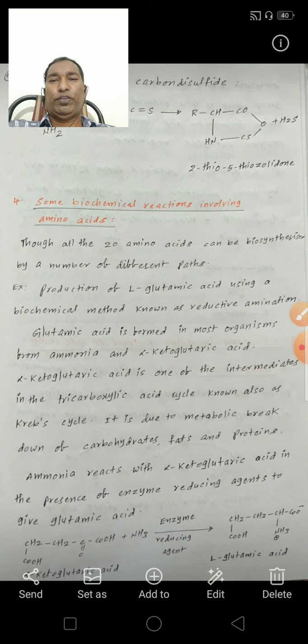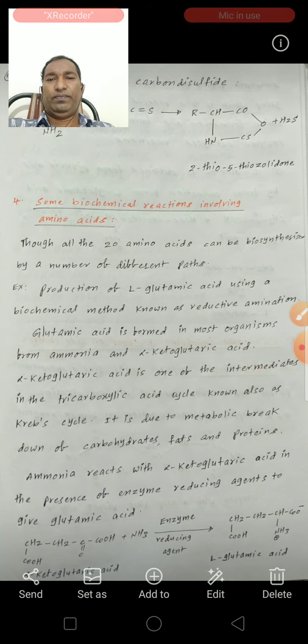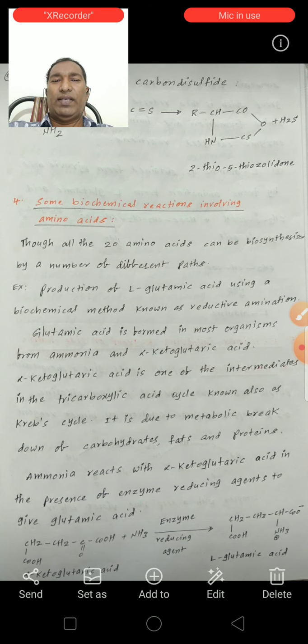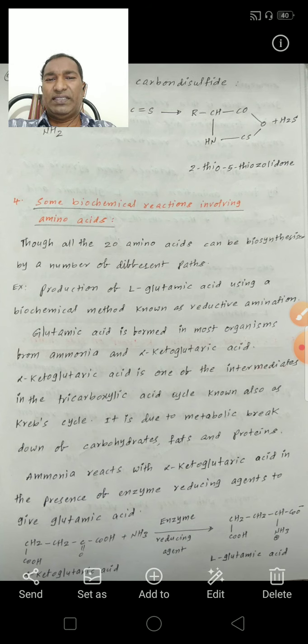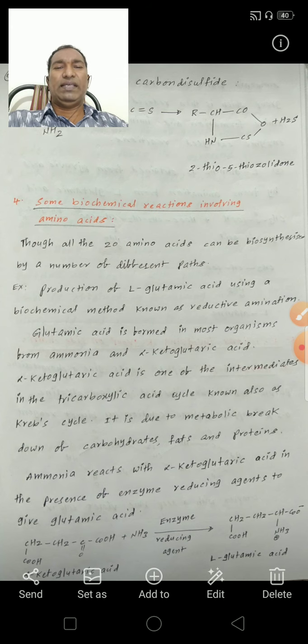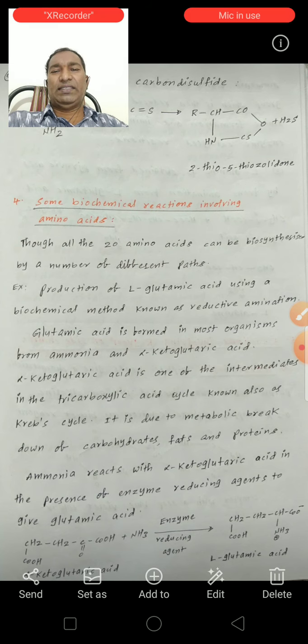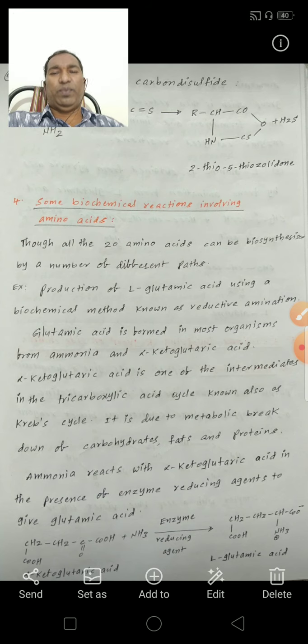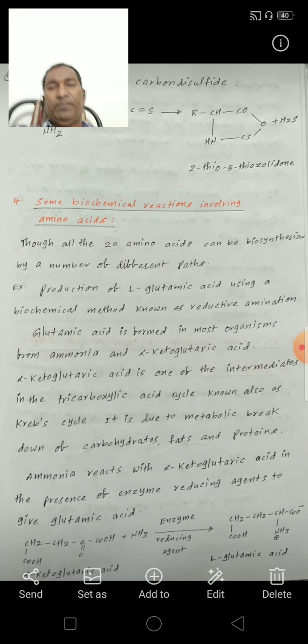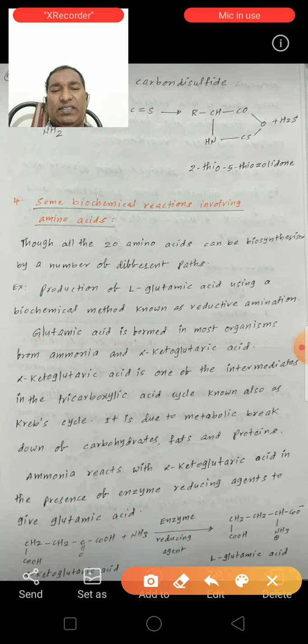Next one, fourth one, some biochemical reactions involving amino acids. See here, all the 20 amino acids can be biosynthesized by a number of different paths. For example, production of L-glutamic acid. This is the glutamic acid structure.